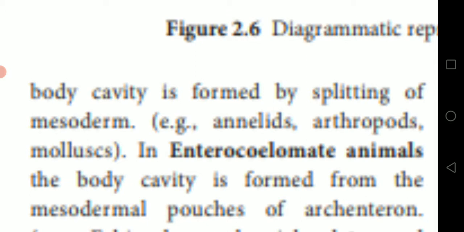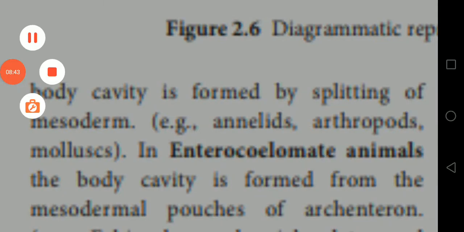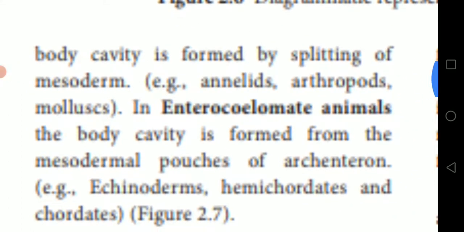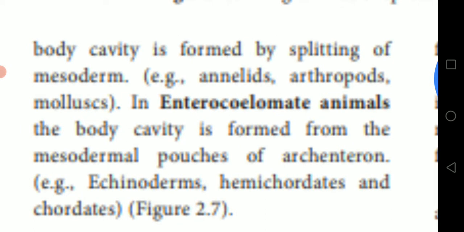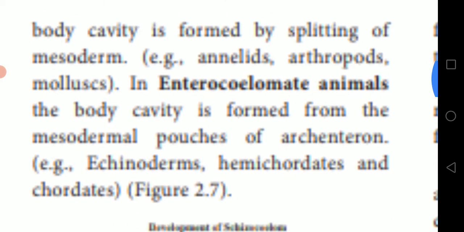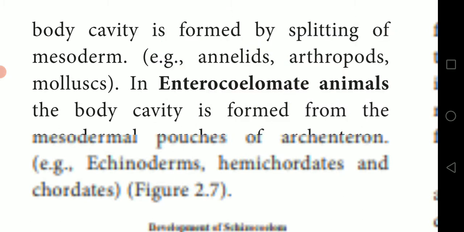Based on the mode of formation of coelom, the eucoelomates are classified into two. One is schizocoelomates. What is that? In these animals, the body cavity is formed by splitting of the mesoderm. Examples: annelids, arthropods, mollusks.